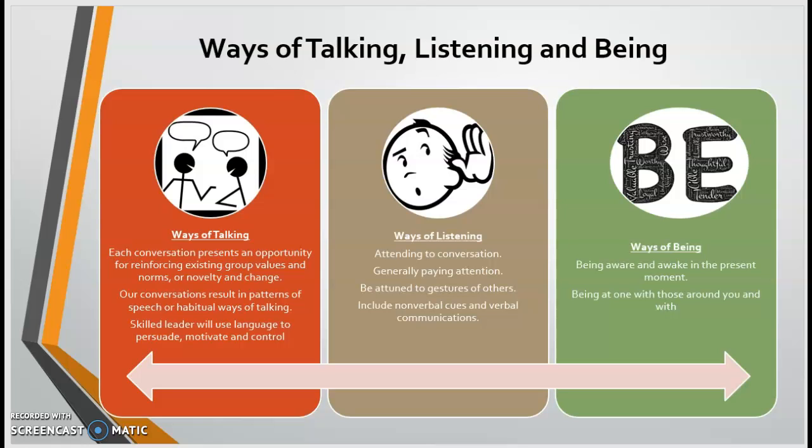So, ways of talking, listening, and being. Ways of talking: each conversation will present an opportunity for reinforcing existing group values, norms, and novelty of change. But one has to actively be involved in the listening process of these conversations. So that would mean attending the conversation, paying attention, and also offering nonverbal cues and verbal communications back. The ways of being include being aware and awake and present in the moment, and also being engaged with those and becoming one with those in your group and those around you.